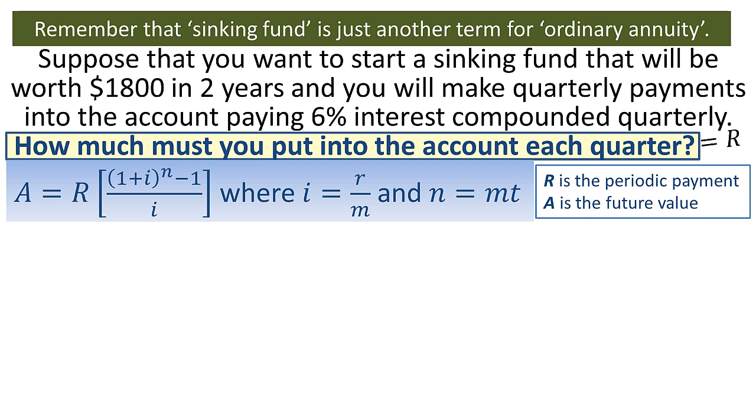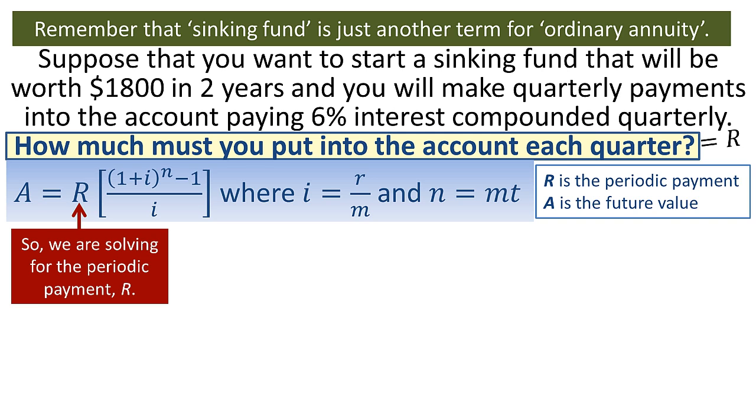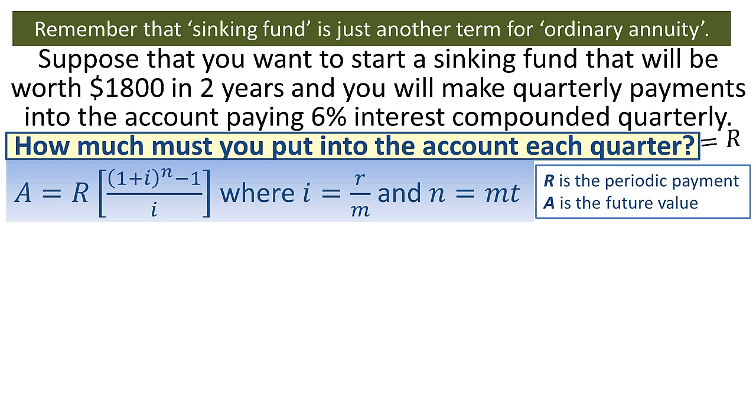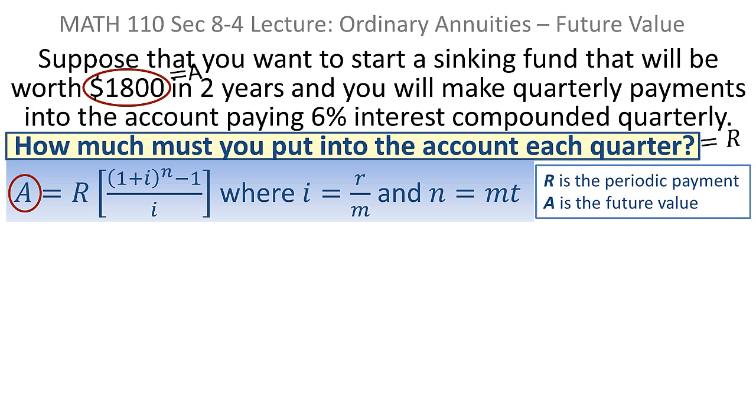what you have to remember this time is that they're asking you for capital R. In the previous problem, they gave you capital R and you were looking for capital A. Now they've given you capital A and you're looking for capital R. So the main thing in this problem is to realize that you're solving for capital R, not capital A. So let's do that. Otherwise, the process starts off the same.